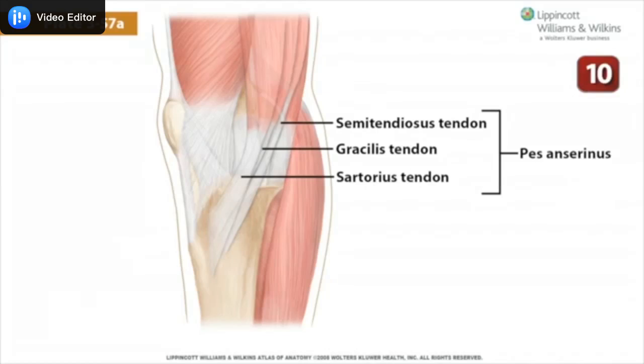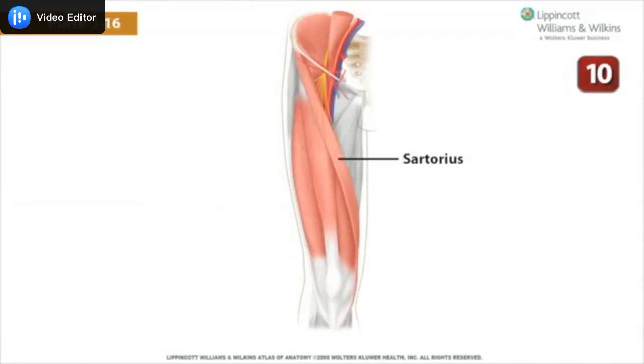All of the muscles inserting into the pes anserinus flex the knee joint. The main actions of the sartorius can be summarized visually by crossing your leg. It flexes the hip, laterally rotates the femur at the hip joint, and flexes the knee. These actions actually led to the muscle being named the sartorius.